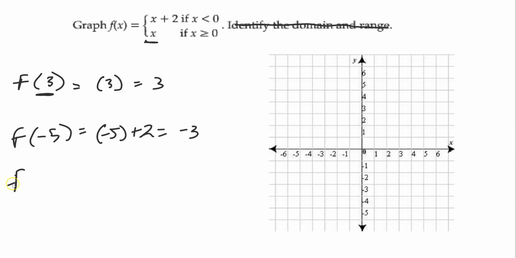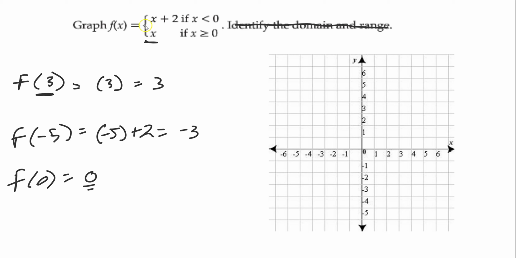And what if I ask you f of 0? Well, you just see which one it qualifies for. Less than 0 or greater than or equal to 0? Well, it's equal to 0, so it's this one. So it's just 0. So that's how you find a value. That's how you evaluate a function when it's piecewise. You just look at where it falls. Does it fall in this graph or this equation? And plug it in.